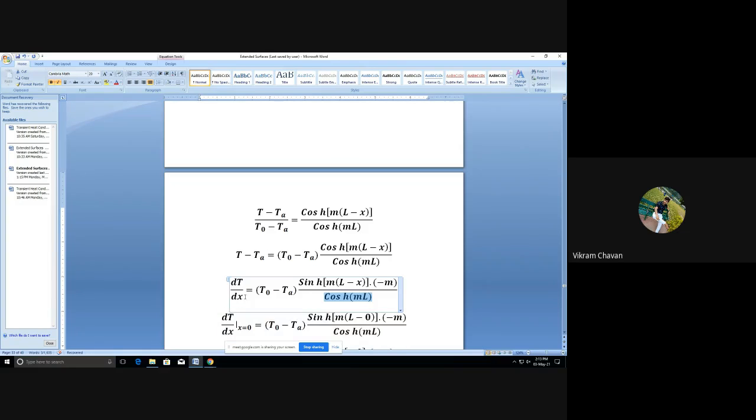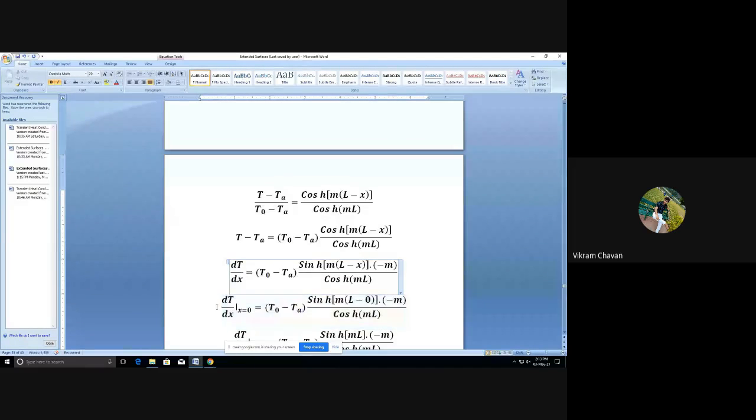Okay, so in that case, now we require this dT/dx at x equal to 0. We require the differentiation of T with respect to x at x equal to 0. So for that reason, we have considered dT/dx at x equal to 0. So in the equation, wherever there is an x term, we have to replace that x term with a 0. So T0 minus Ta will be as it is. Here in the sinh term, an x term is there. Here L minus x is there. So instead of x, we are going to put 0.